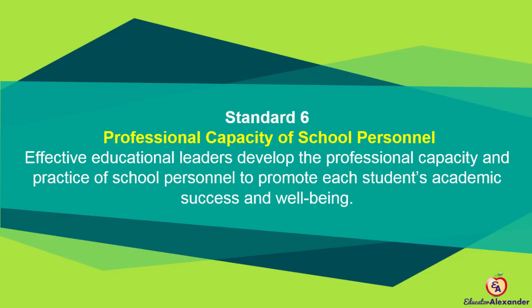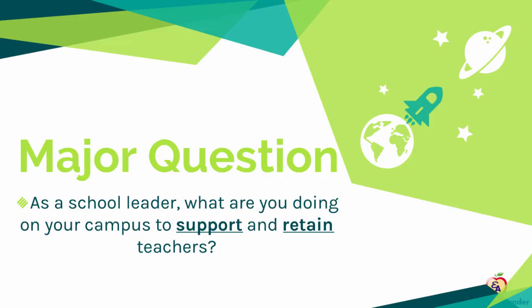Standard 6, professional capacity of school personnel. So the next two standards are all about your school personnel. This one is about the professional capacity of your school personnel. Effective educational leaders develop the professional capacity and practice of school personnel to promote each student's academic success and well-being. So your major question is, as a school leader, what are you doing on your campus to support and retain your teachers? What are you doing for that?